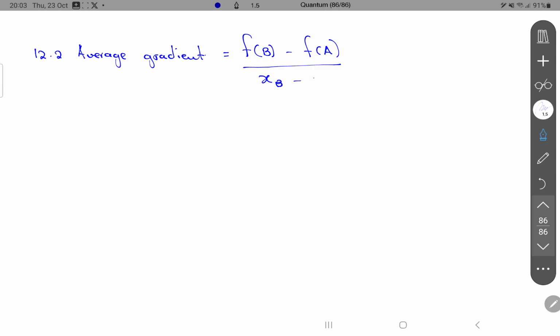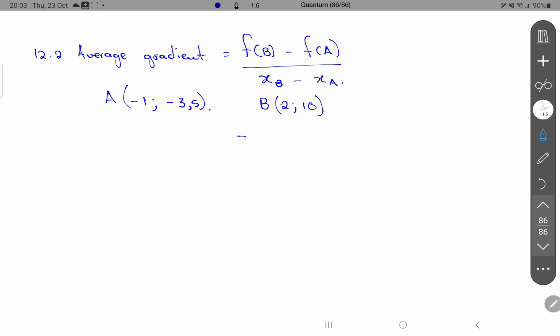So we go to 12.2, the average gradient. The definition, we are going to say, is equal to f of b minus f of a, divided by x of b minus x of a. Now, if I look very carefully, remember that my a was (-1, -3.5) and my b was (2, 10).